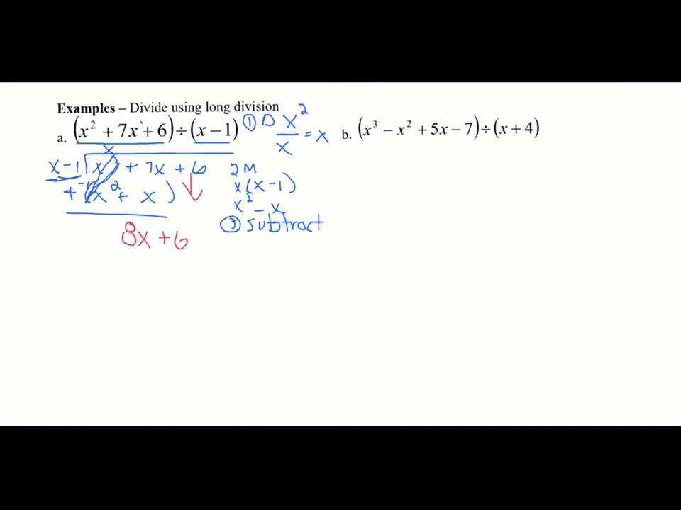All right, we got to go through it one more time. So now, 4 we were bringing down. So step 5, again, we're going to divide. So we're going to take 8x.